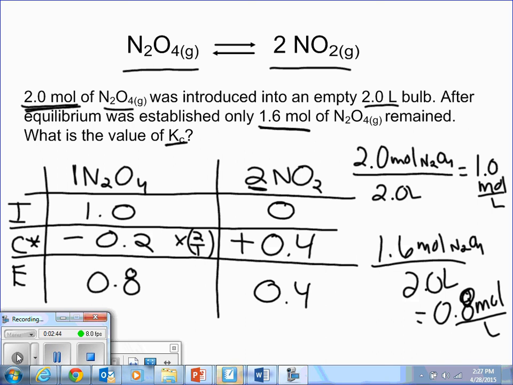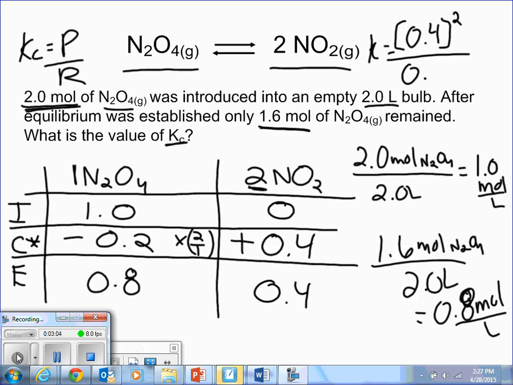So if we set up our equilibrium expression to calculate Kc, remember Kc is always products over reactants. So we sub this in as Kc equals 0.4 squared divided by 0.8, which gives us a value of 0.2. So this means that the reaction is less than 50% and our products are not going to be favored because my K value is less than 1.